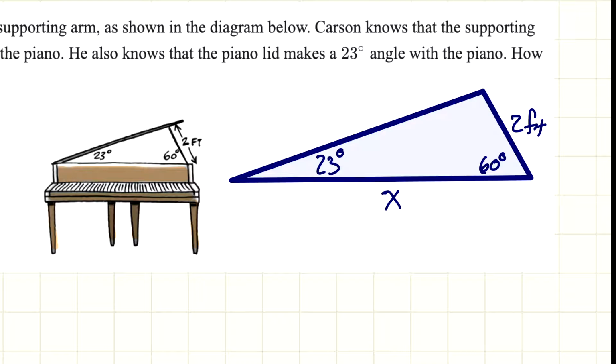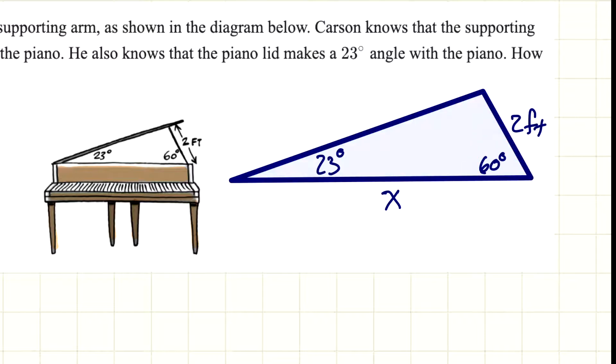And so if you focus on an angle, law of cosines says you need to have an angle and then the two sides. So in that case, we wouldn't really care about 23 degrees. We have the 2 feet, we have the x, and we have the 60. That's a possibility if you want to use law of cosines. So that's like the previous problem, except the numbers are a lot smaller.